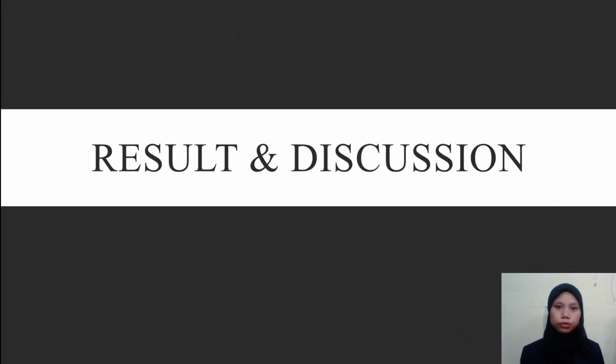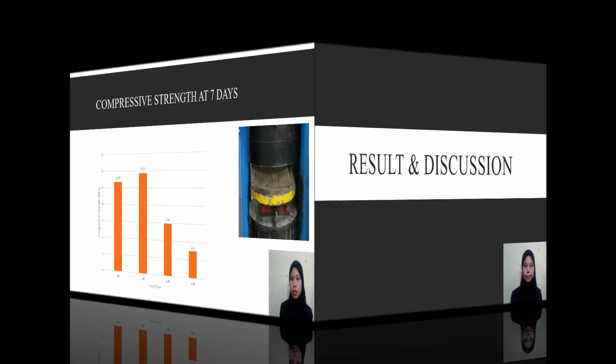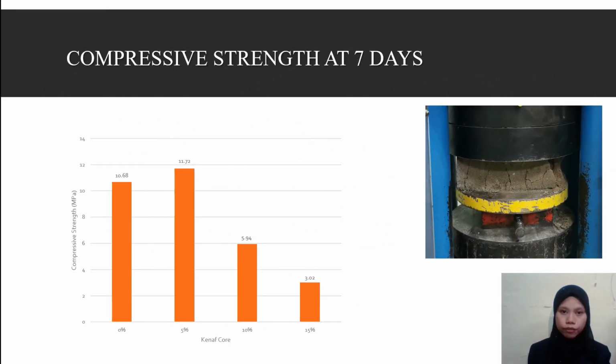So let's move to the result and discussion part, which includes the compressive strength test, flexural strength test, and water absorption test. The result for the compressive strength test at 7 days shows the specimen containing 5% of the Kenaf core has higher compressive strength compared to the control specimen. The specimens containing 20 and 25% of the Kenaf core could not be tested on 7 days because they were not fully dry and we could not remove the brick from the mold.